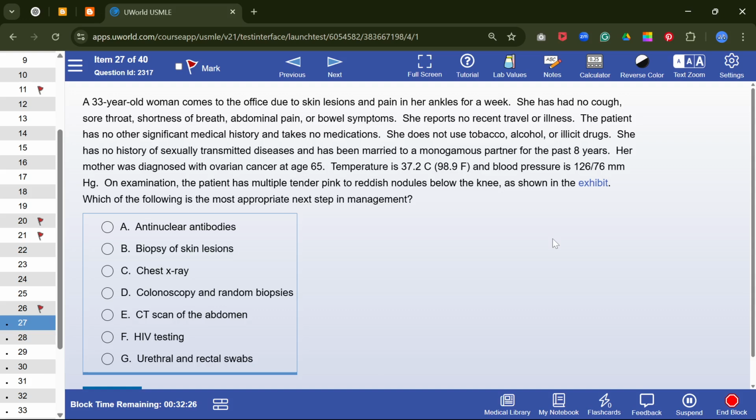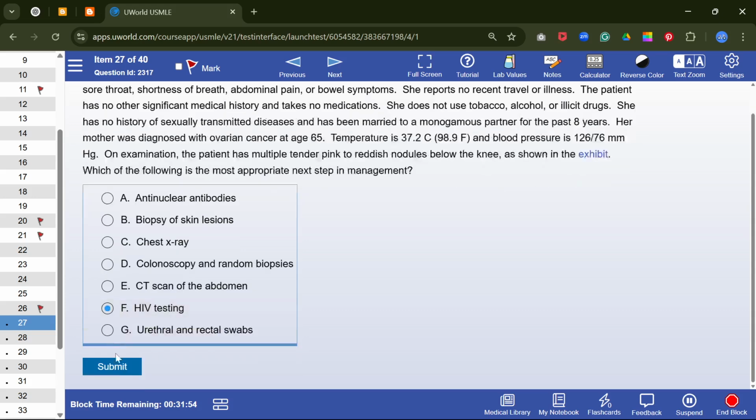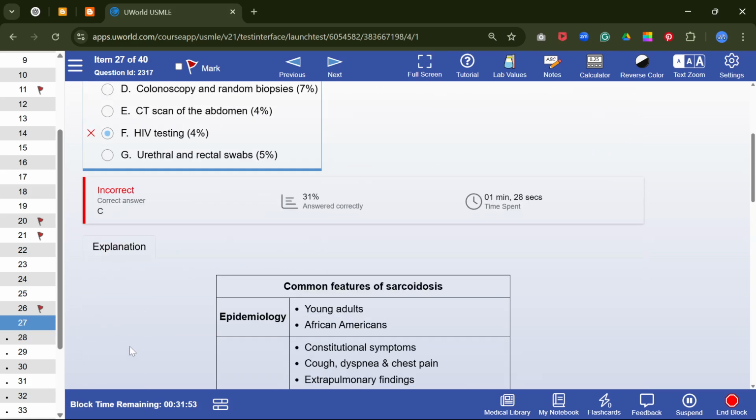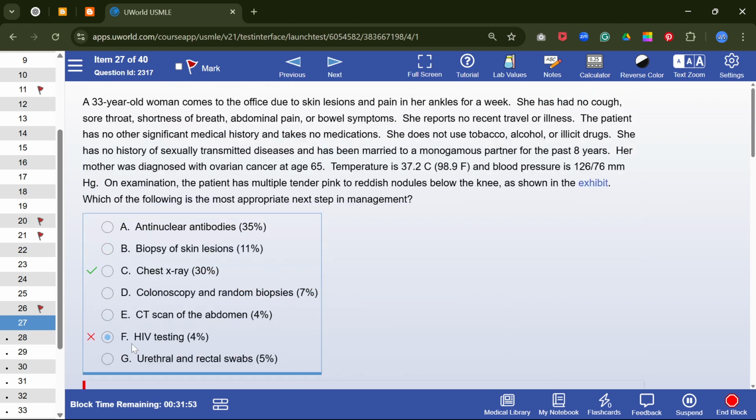Is it erythema nodosum? I don't know. I am asking you. Okay. Indeed.